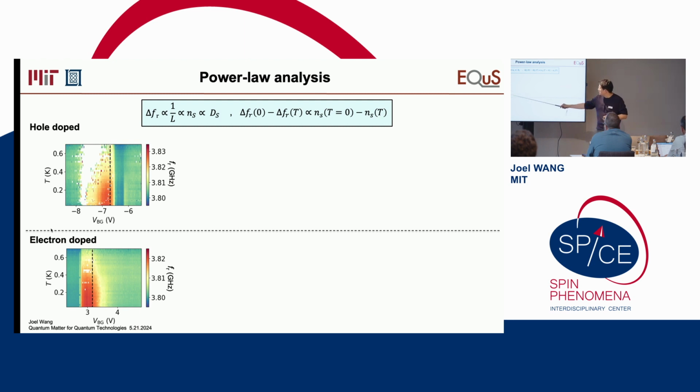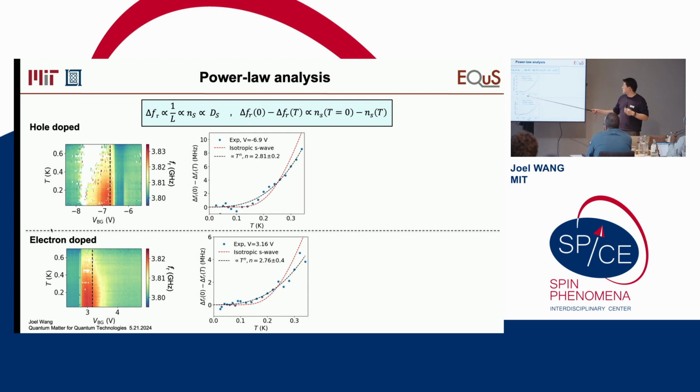Basically, what I'm showing you here are the frequency on the z-axis as a function of backgate and temperature, okay? And you can see that when we go higher and higher in temperature, the frequency goes lower. By fitting this data for each gate voltage, we can compare to the theory. So this is a power law fit that we tried to do. You can see that the red dashed line here is based on the best fit using the isotropic S-wave model, whereas the black dashed line, which fits even better to our data, corresponds to an exponent of 2.8.